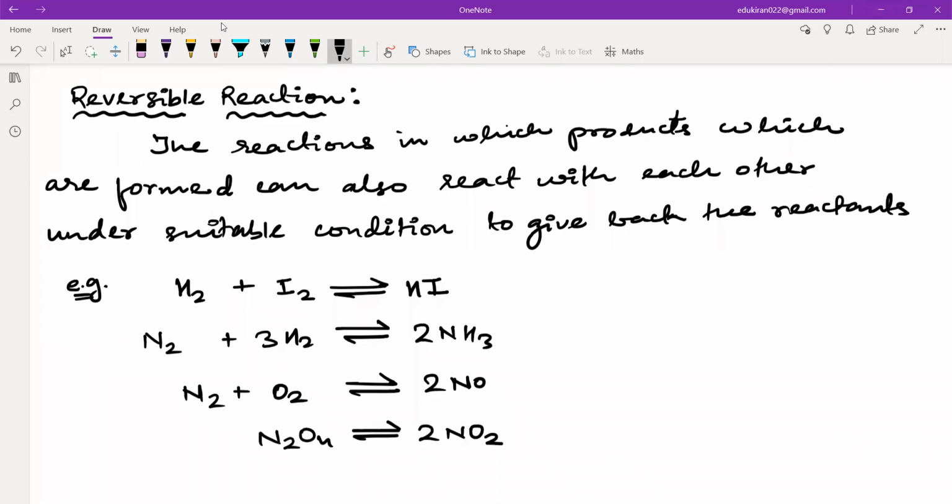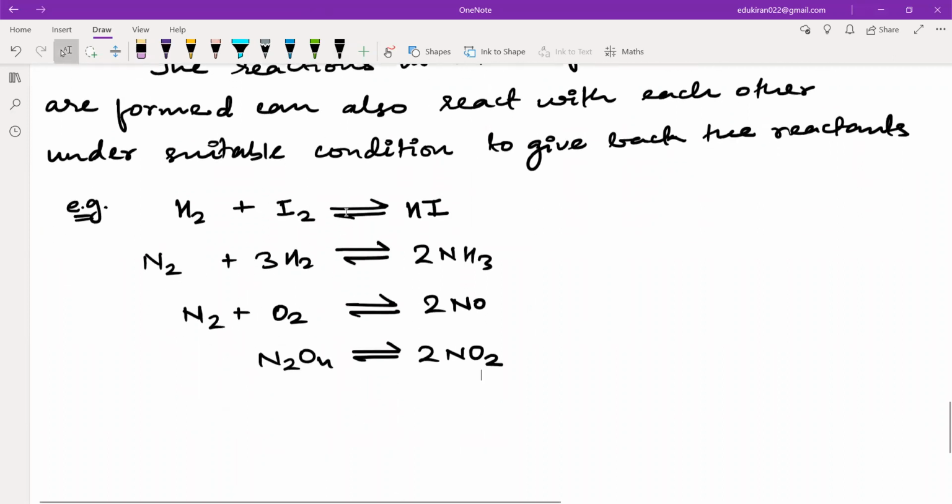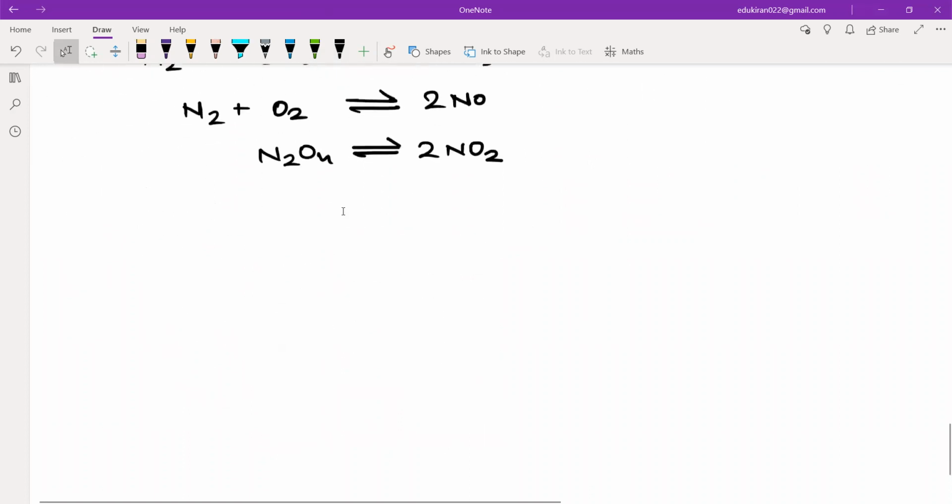Done? Yes, sir. Okay. Now we will be studying the equilibrium states of reversible reactions. And we will not be studying the equilibrium state for irreversible reactions.